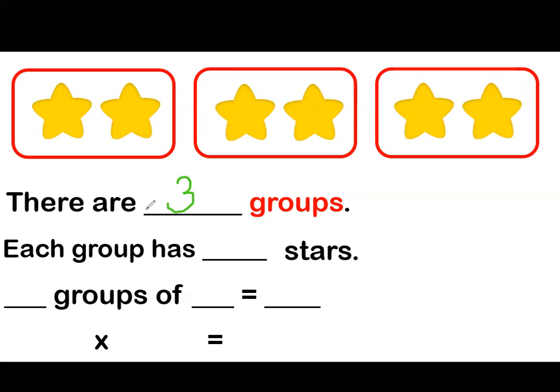Each group has how many stars? Okay, 2 stars. Now, Omsin, how many groups are there? 3 groups of 2 is how many? Very good, 6. Next, what should I write in here? 3 groups of 2, how many? 6. Very good. Next.